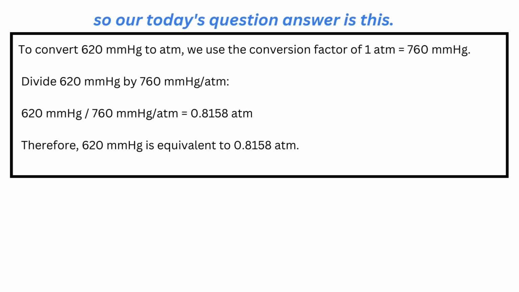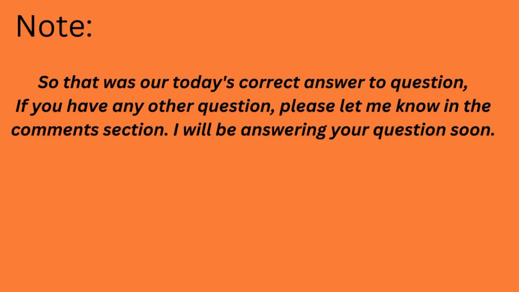620 mm Hg divided by 760 mm Hg per ATM equals 0.8158 ATM. Therefore, 620 mm Hg is equivalent to 0.8158 ATM. So that was our today's correct answer to the question.